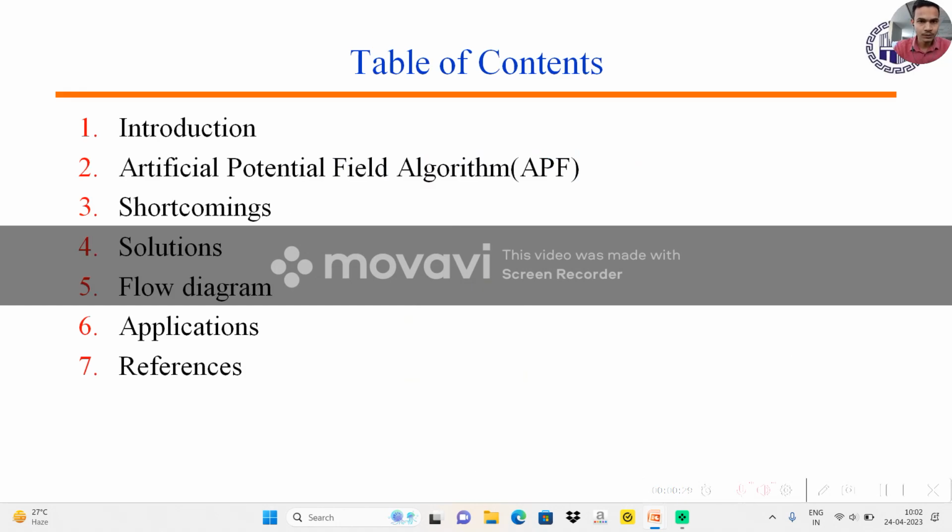These are the table of contents. First we start with the introduction, then the artificial potential field algorithm. After that we see some shortcomings of this algorithm, then the solutions to the shortcomings. Then we see the flow diagram of the artificial potential field algorithm. Then we see some applications of it, and lastly the references.